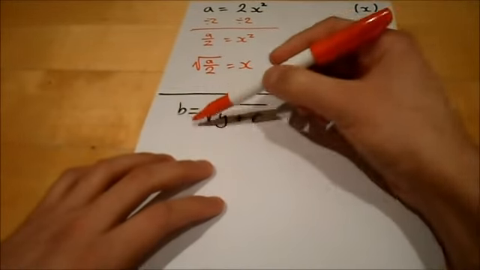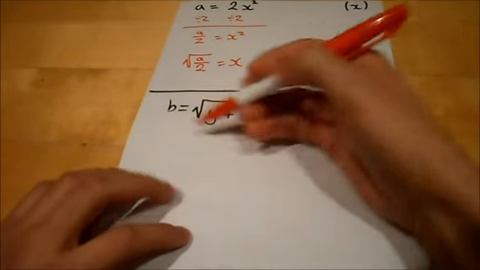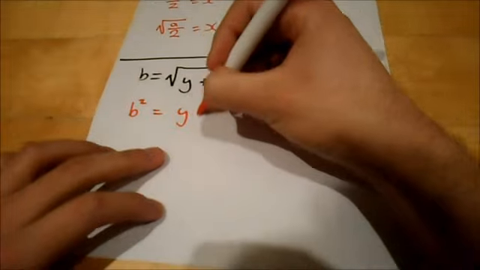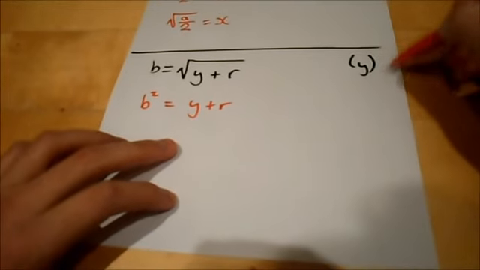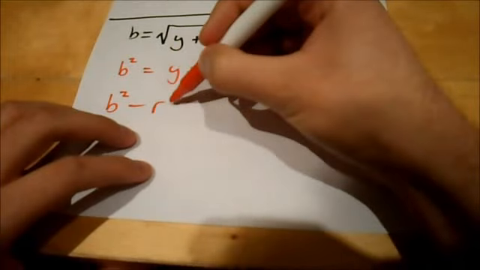Similarly here, y plus r is all being square rooted. The inverse of square rooting is squaring. So b squared equals y plus r. So then I want y to be my subject, so b squared minus r equals y.